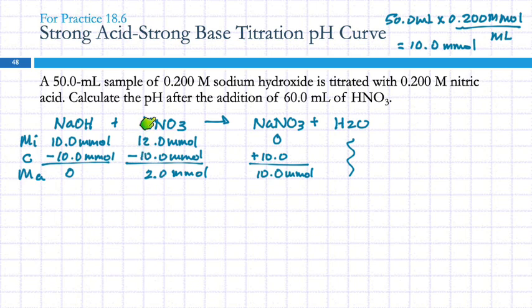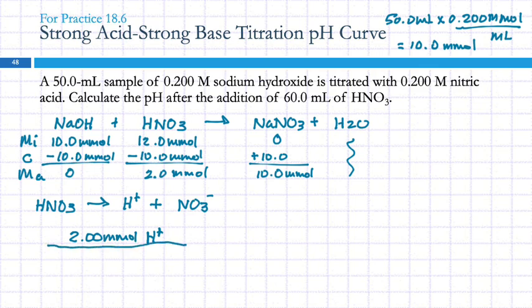So we have 2 millimoles of nitric acid. Nitric acid is a strong acid. Strong acids ionize completely. So this means that we have 2.00 millimoles of hydrogen ions in the solution. Everybody okay with that? We need the concentration to find the pH.